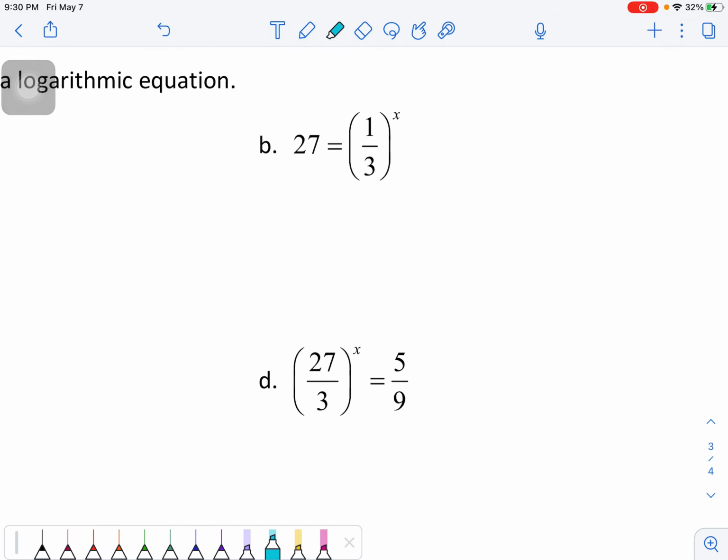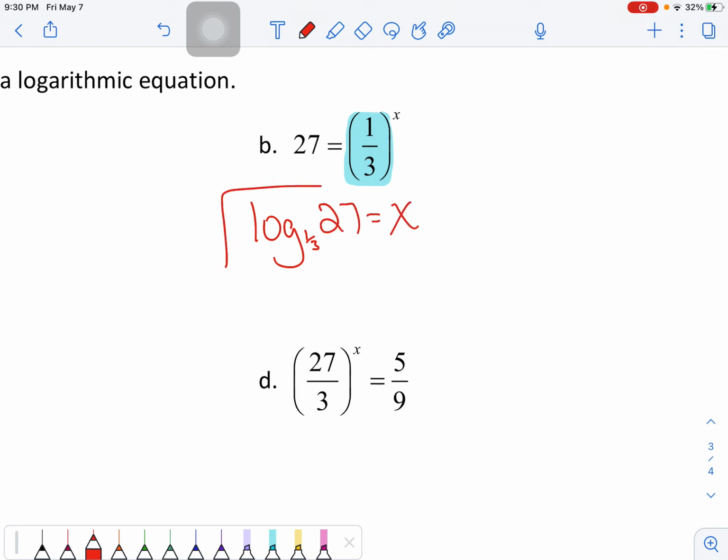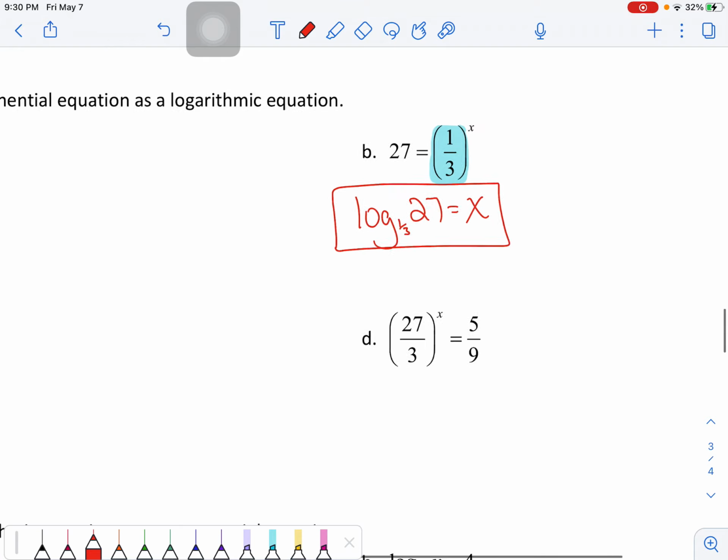Find your base. Now this one is a little bit trickier, but the base is whatever is attached to the exponent. In this case, the exponent is x, and what's attached to it is 1/3. So we're going to do log base 1/3 of 27 equals x. Remember, the logarithm is equal to the exponent, whatever the exponent happens to be.